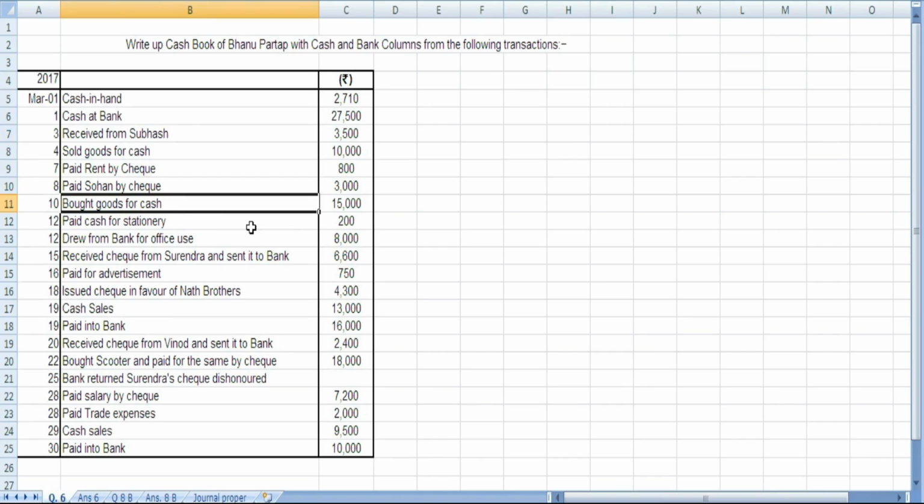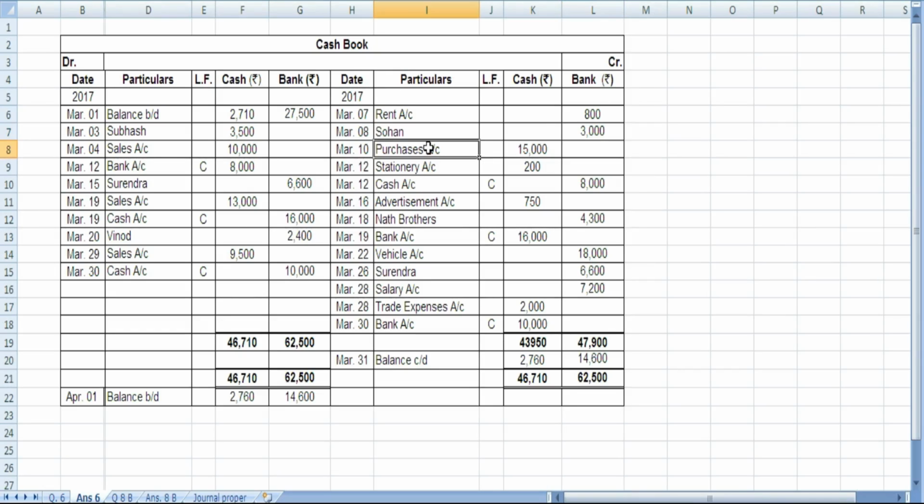Bought goods for cash. Again purchase is expense, so purchase account debit to cash. So here again purchase on the by side, purchase account debit to cash. Okay, purchase account debit, and we'll write in the cash column to cash.